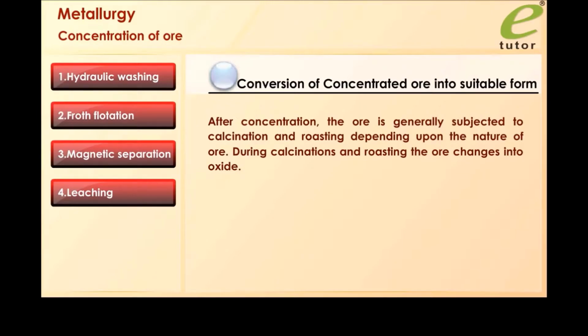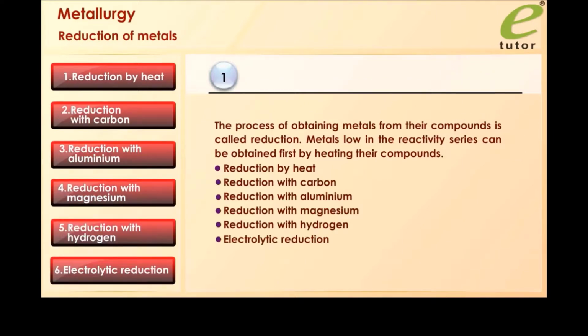Conversion of concentrated ore into suitable form. After concentration, the ore is generally subjected to calcination and roasting depending upon the nature of the ore. During calcination and roasting, the ore changes into oxide. Reduction of metals. The process of obtaining metals from their compounds is called reduction. Metals low in the reactivity series can be obtained first by heating their compounds.